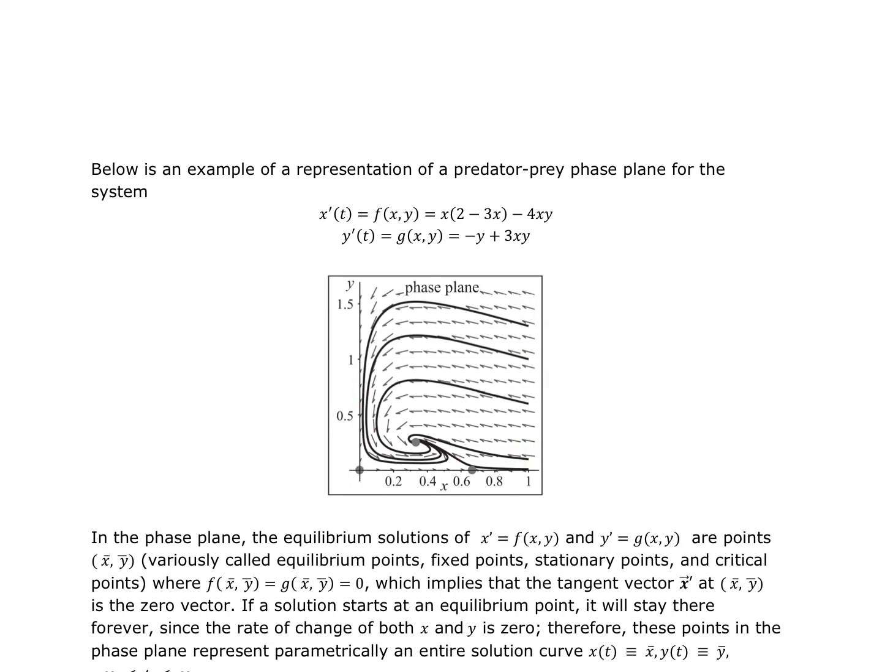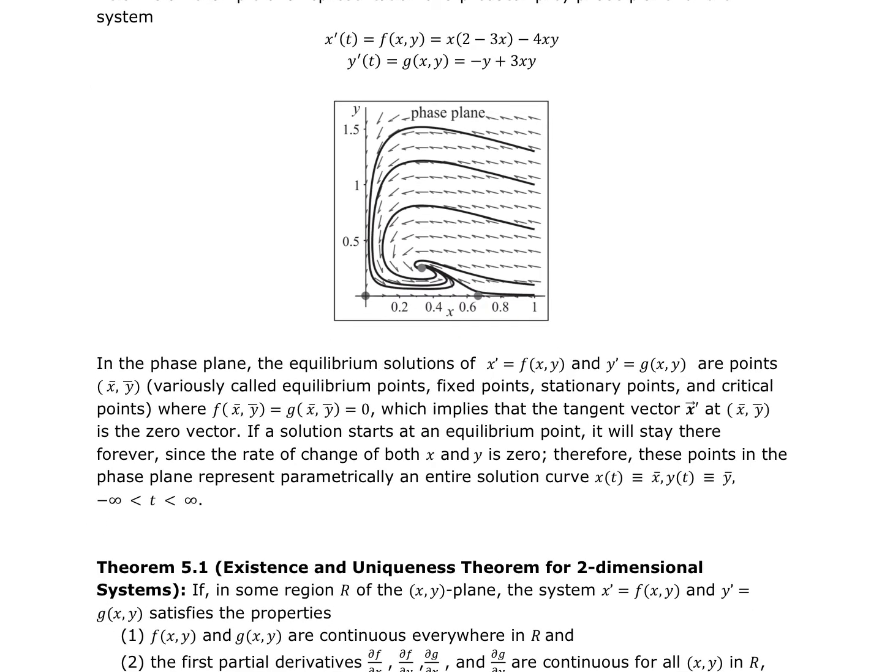The equilibrium solutions of x prime and y prime are the points x bar, y bar. These are called equilibrium points, fixed points, stationary points, or critical points, where f of x bar, y bar is equal to g of x bar, y bar, and it equals 0. This implies the tangent vector x prime at x bar, y bar is the 0 vector. And if a solution starts at an equilibrium point, it will stay there forever.